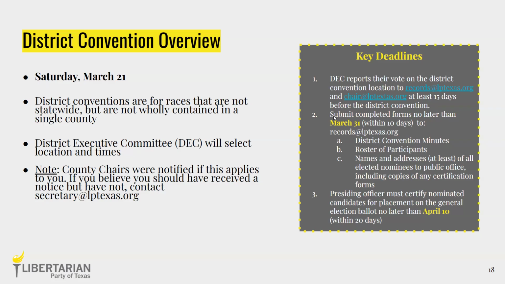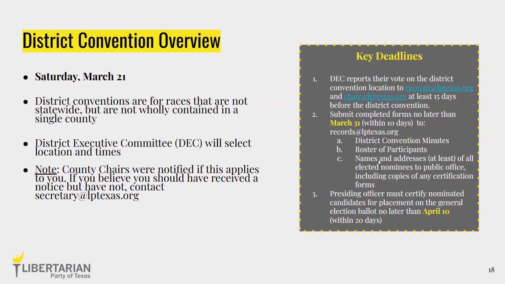And then whoever is elected as the district convention chair needs to make sure that forms are sent in no later than March 31st. So that's within 10 business days to records@lptexas.org. So there's the district convention minutes and the roster of participants. There's no form out in that forms thing for the roster of participants, so you can type it in an email, you can put it in an Excel spreadsheet, however you want to do it. I usually, as a district chair, will put the name and the county that they're representing. But that's just the way I do it.